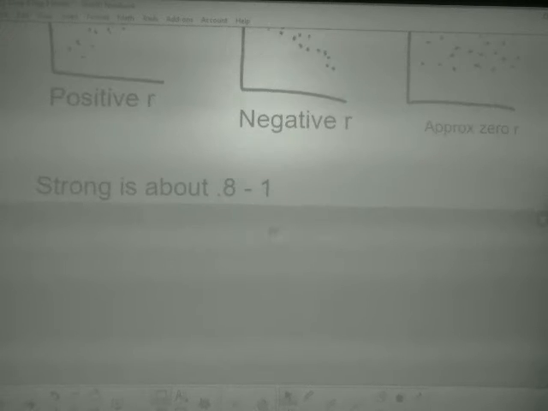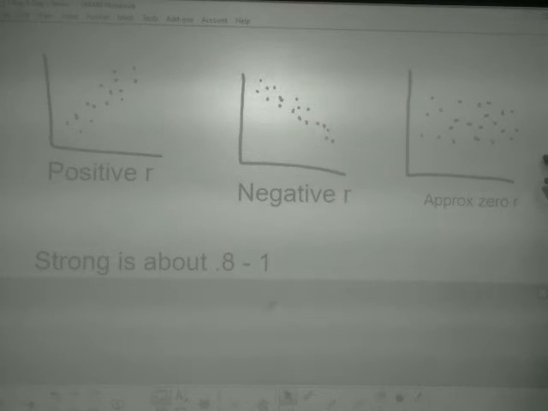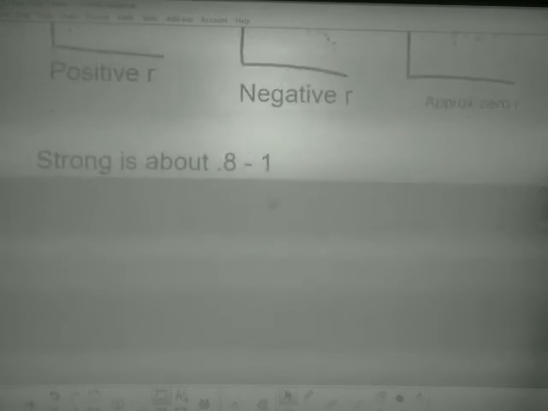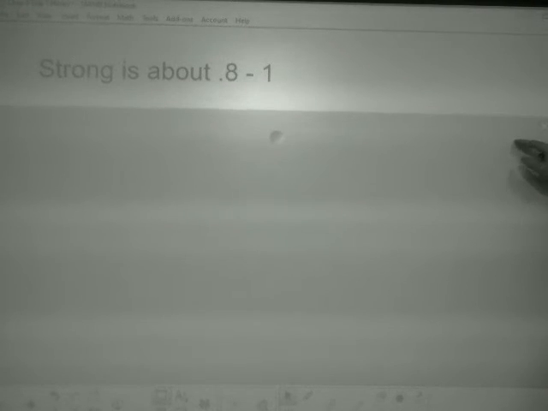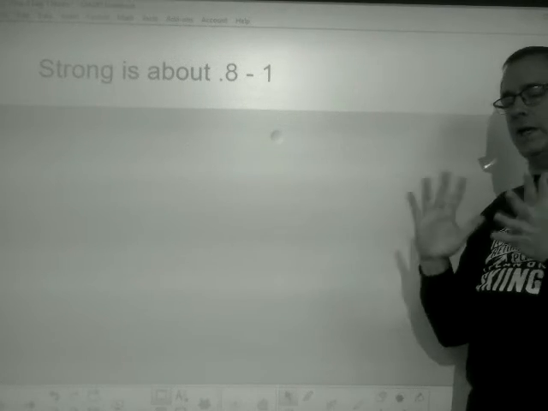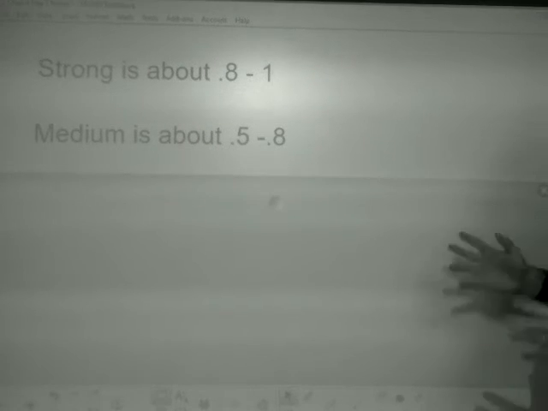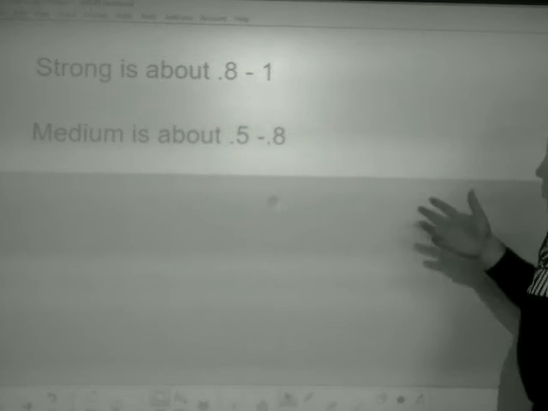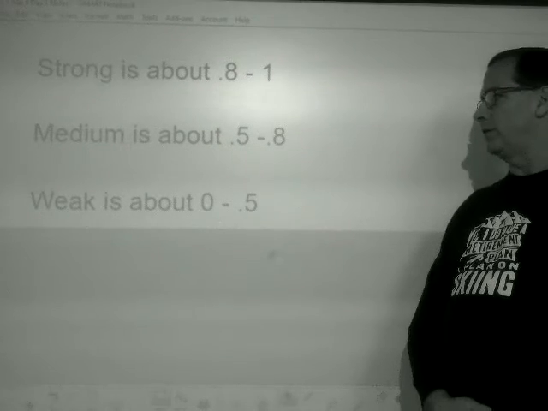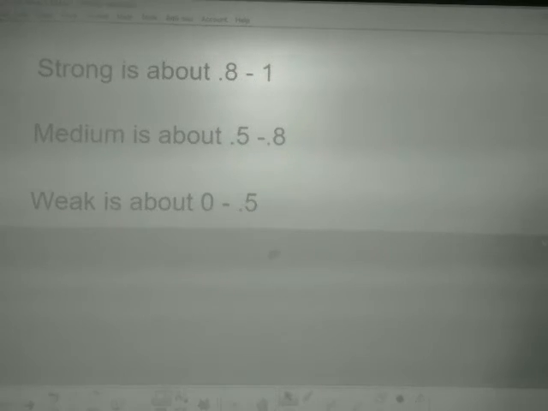So let's talk about strength. Because remember, we're going to talk about the strength and the direction. Positive, negative, approximately 0. Strong is anywhere from around 0.8 up to 1, either positively or negatively. There's your strong correlation. Medium is in that 0.5 to 0.8 range. And weak is anything from about 0 up to 0.5. There's no specific exact, but that's a general rule of thumb for strong, medium, weak.